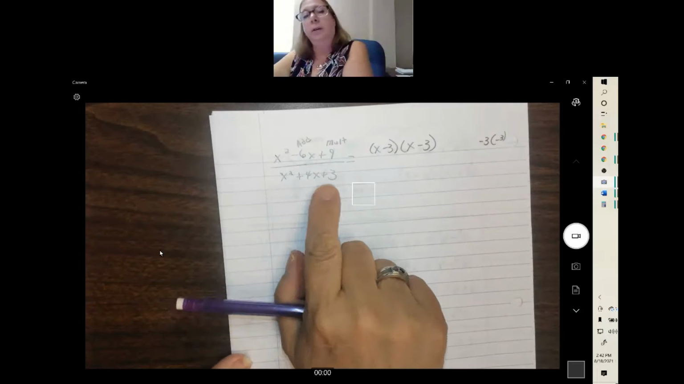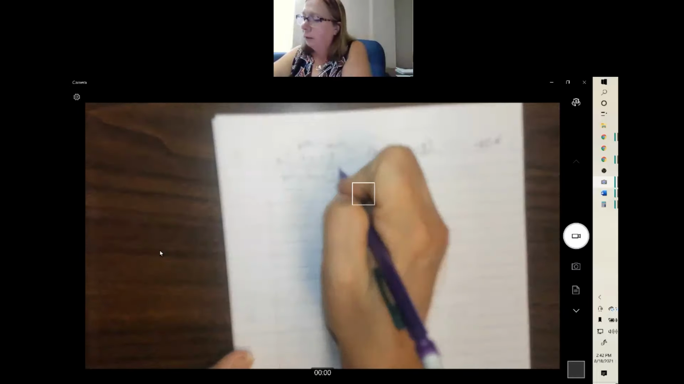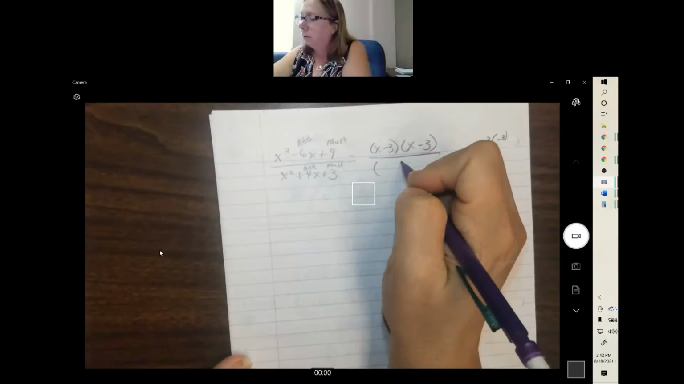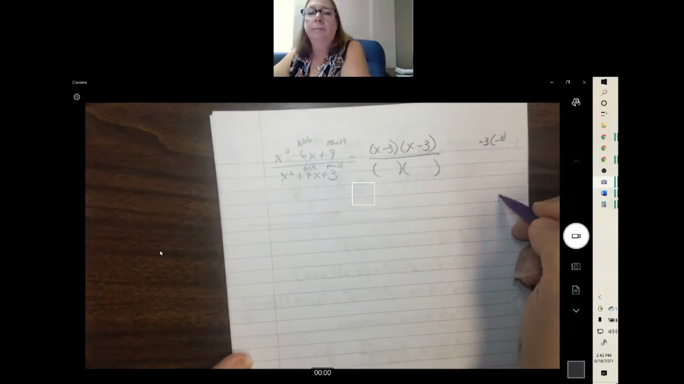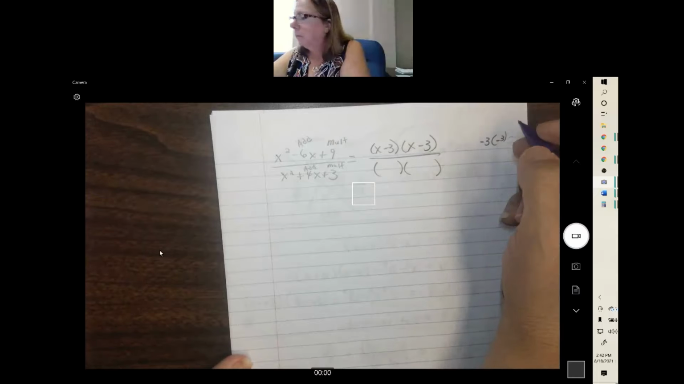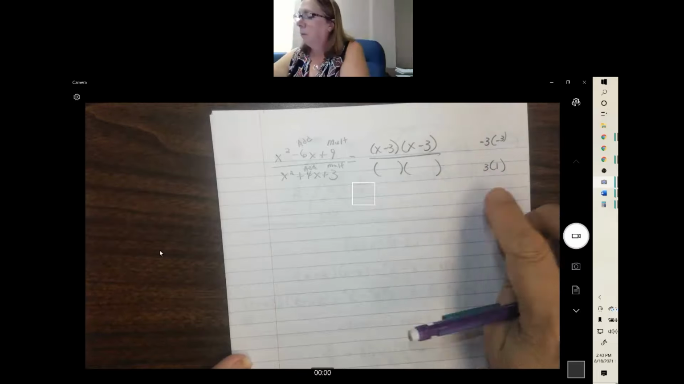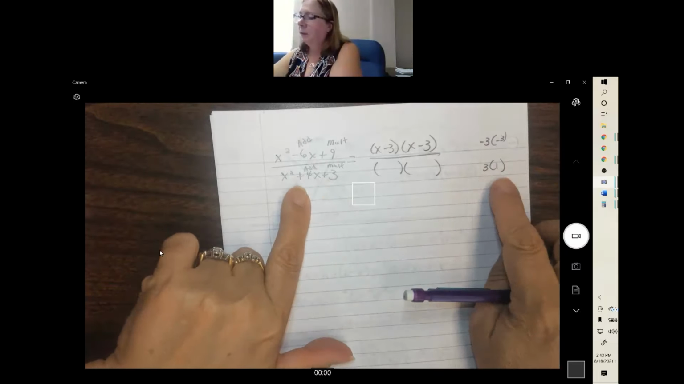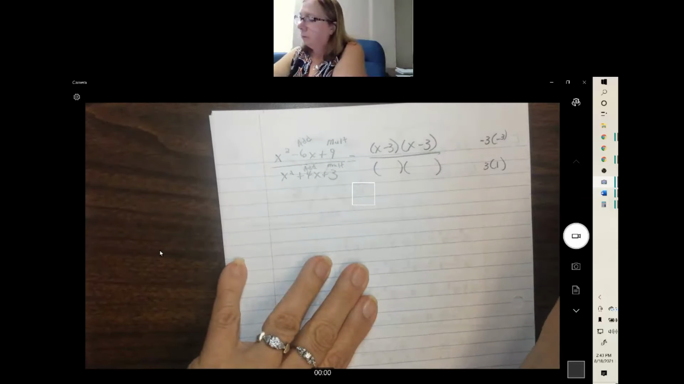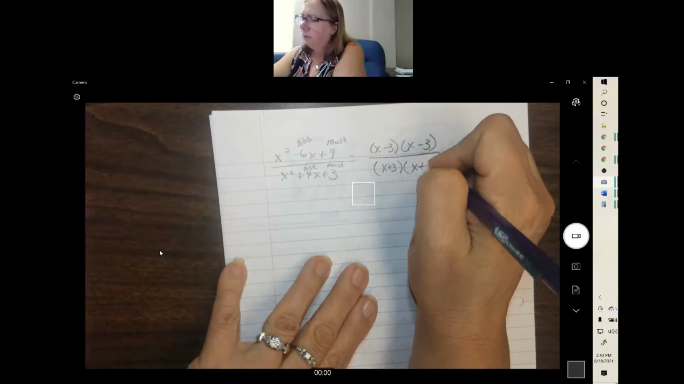And how about the second, or the denominator? What 2 numbers multiply to give you 3 and add to give you 4? Anyone? 3 and 1. Mm-hmm. When we multiply, we get the positive 3. When we add, we get the positive 4. So x plus 3, x plus 1.